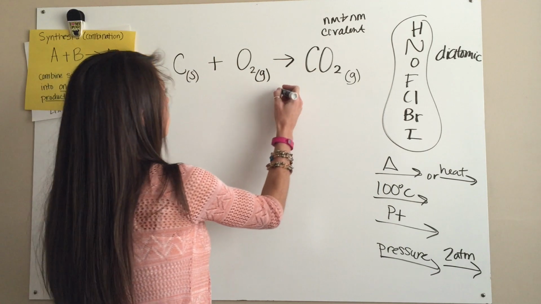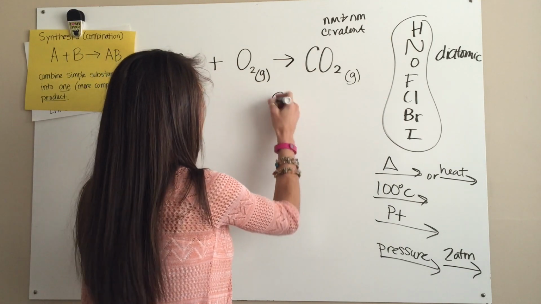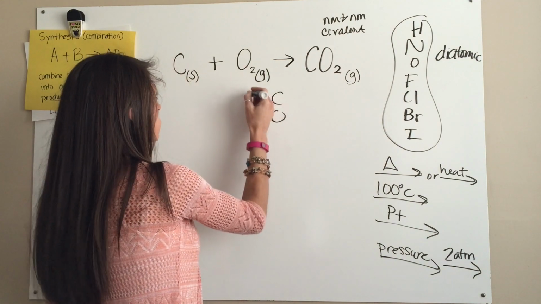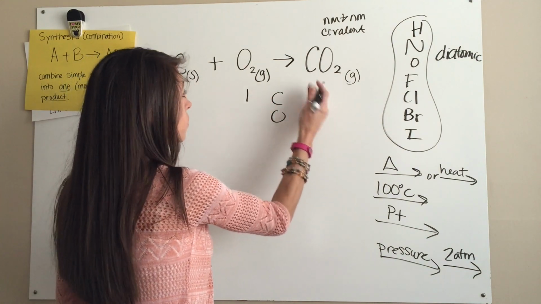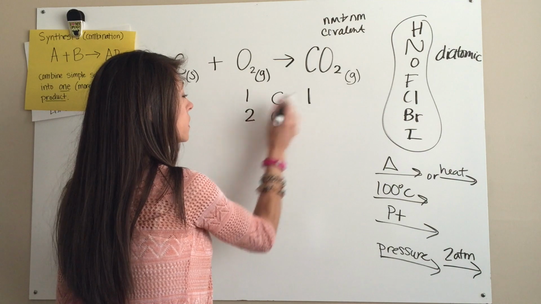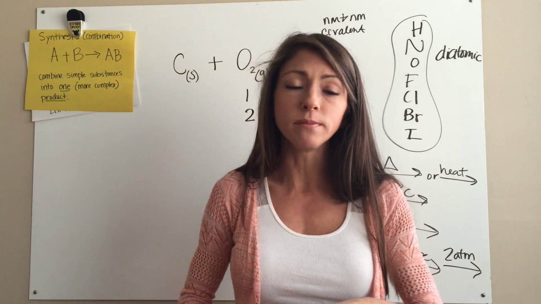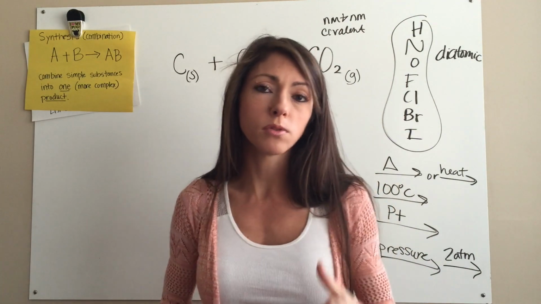So you could see here, if I was going to list the elements that are involved, I've got carbon and oxygen here and carbon and oxygen here. Carbon is right here. I have one, and then I have one over here. I've got two oxygens here and then two oxygens here. So this is what we call a balanced chemical equation. There is equal mass on both sides of the reaction.